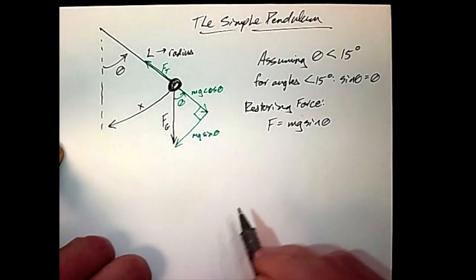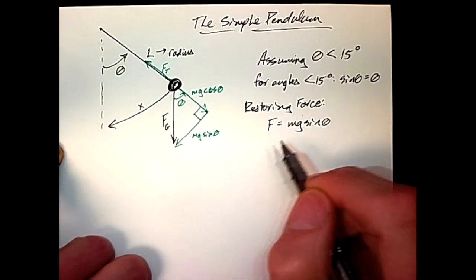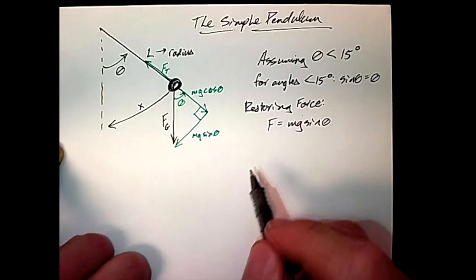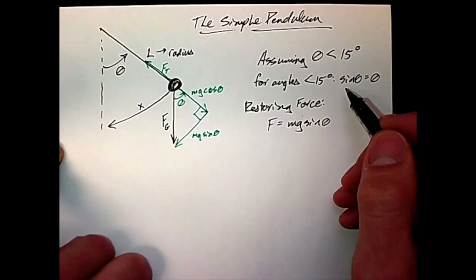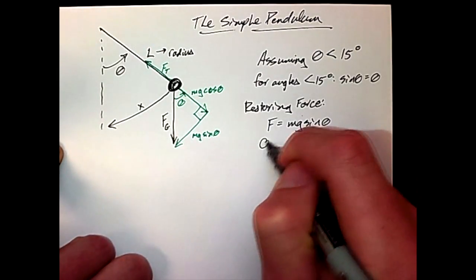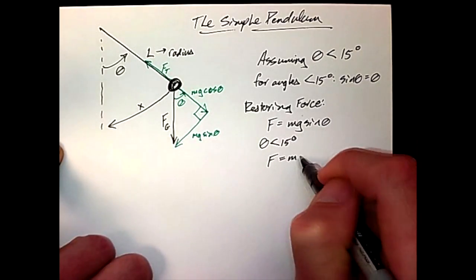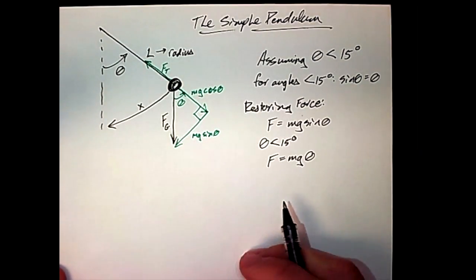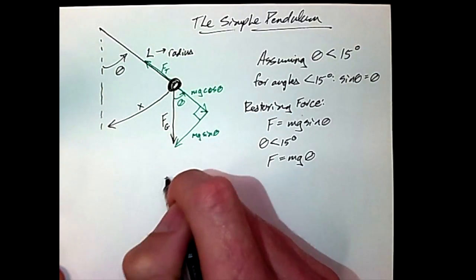Now ultimately this would include a negative sign, although since this is symmetrical from side to side, it's not of utmost importance to worry about the sign at this point. But what we are going to do is employ this assumption in order to simplify this to just mg theta. So with theta less than 15 degrees, the restoring force is simply mg theta.